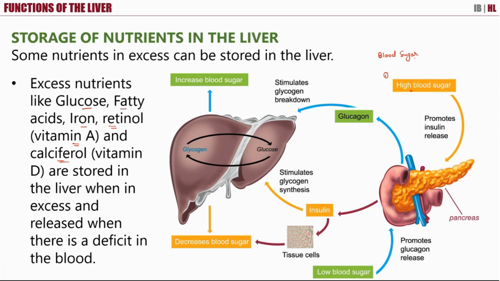It means there's a high concentration of glucose in the blood. So when the blood glucose level goes up, the pancreas secretes insulin. Pancreas will secrete which enzyme? Insulin. Now insulin is a hormone. So did I say enzyme?